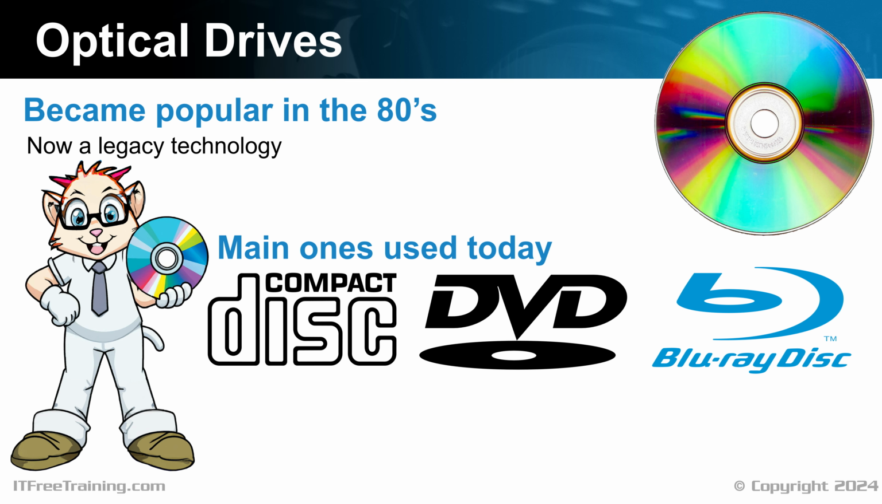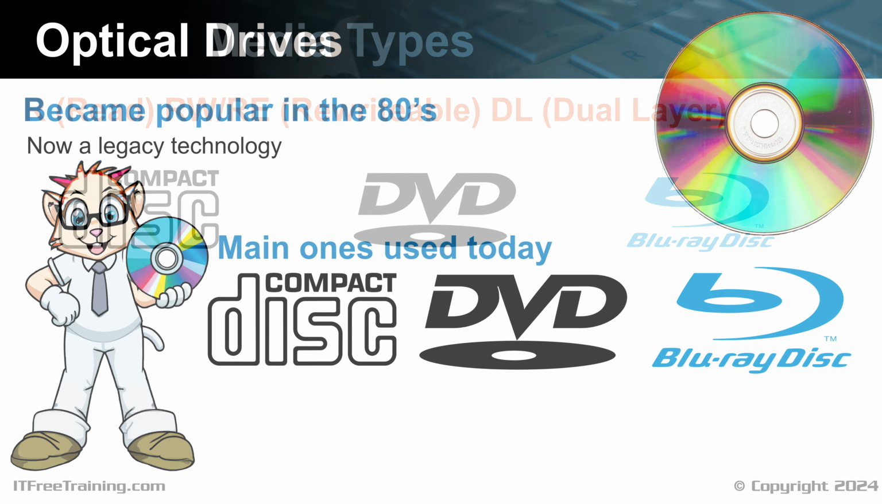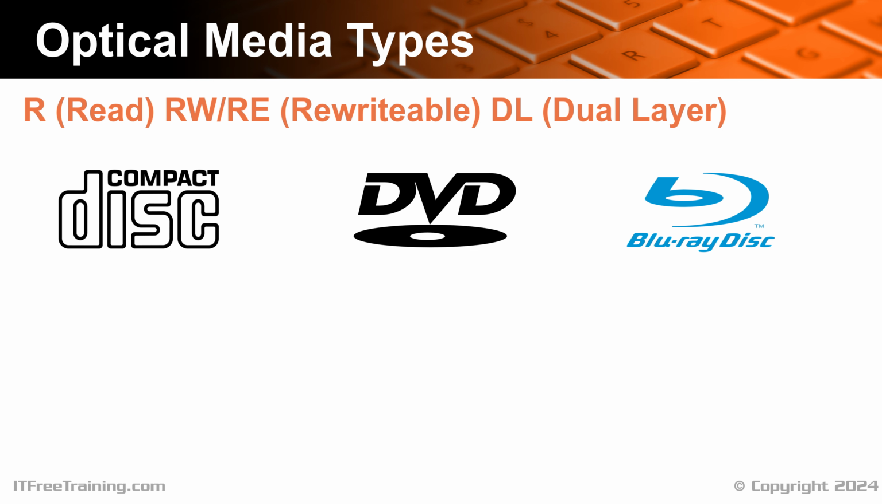To get a better understanding of optical drives, let's have a look at the media types. There are a few different media types available. The main thing to look out for is the abbreviations. R means read-only. That is, you can write to the disk once and only once. RW or RE means the disk can be written to many times. That is, you can write data on the disk and overwrite it later.